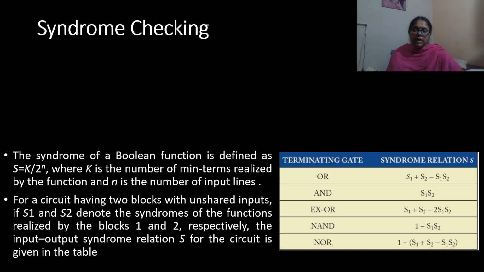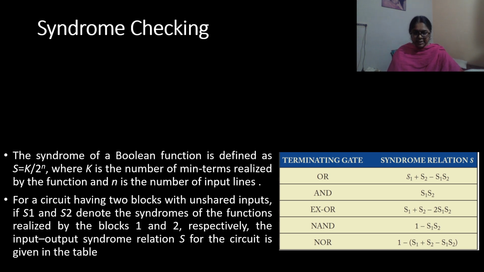Similarly, the syndrome for a 2-input OR gate is 3 by 4, because for 3 input combinations, that is 0 1, 1 0 and 1 1, the output will be 1. Only when the input combination is 0 0, the output is 0. Thus, the syndrome for a 2-input OR gate is 3 by 4. Because the syndrome is a functional property, various realizations of the same function have the same syndrome.